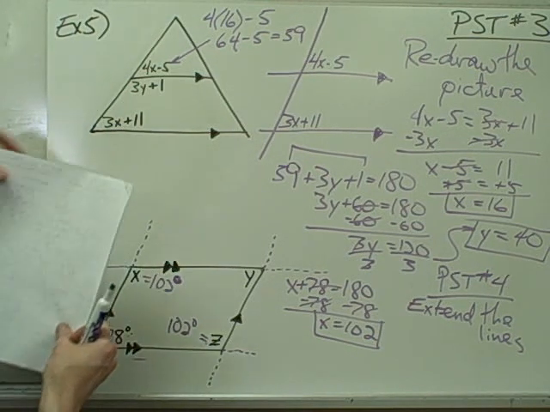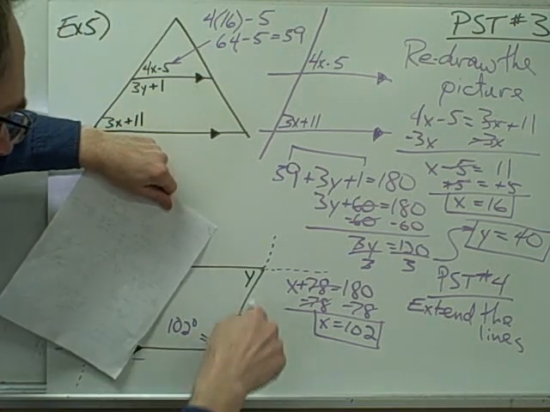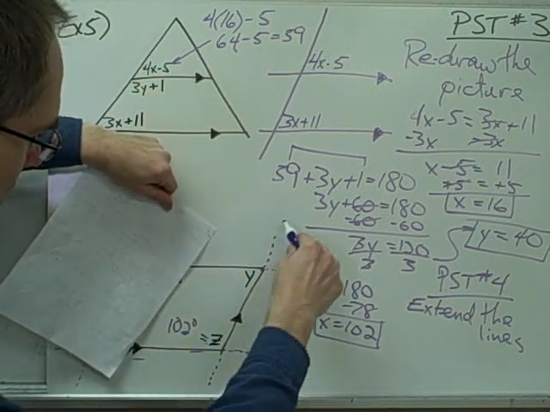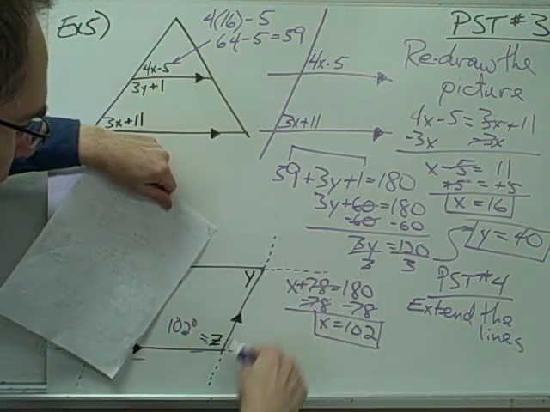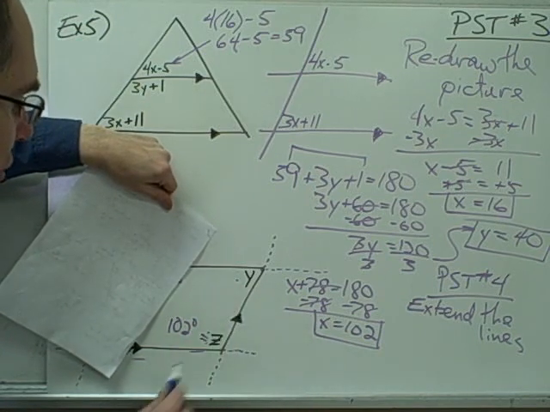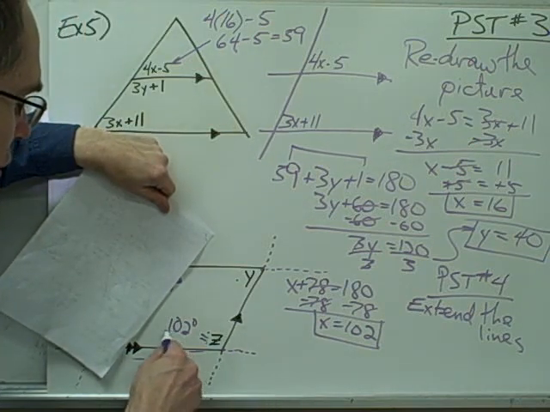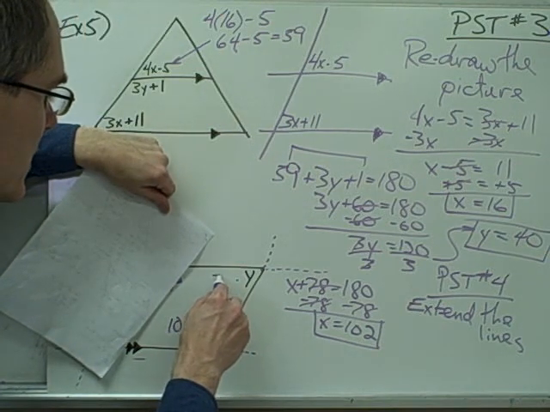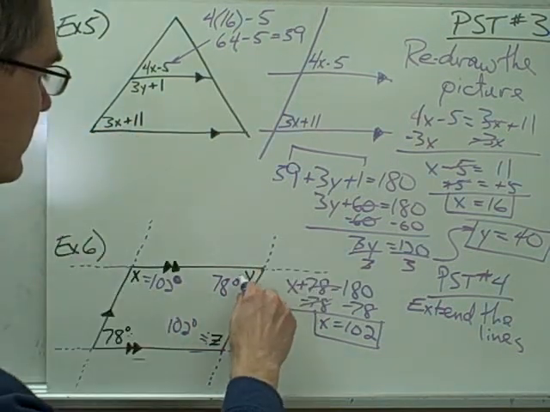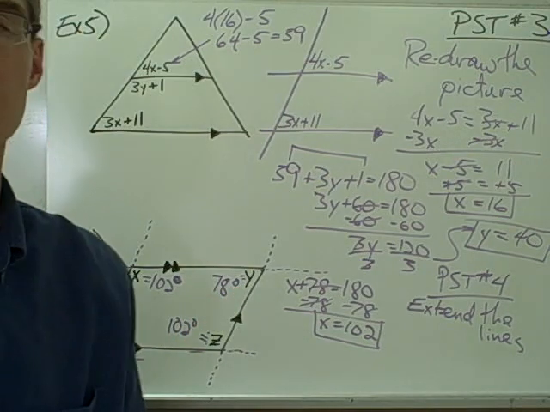Well, let's do the same thing again here. Let me cover up this part of the picture. I've got my lines extended here, so now I can see I've got two parallel lines cut by this transversal, and once again I have a pair of same side interior angles, which means those two angles must be supplementary. So if z is equal to 102, then y must be equal to 78. And now I have my value for x, my value for y, and my value for z.